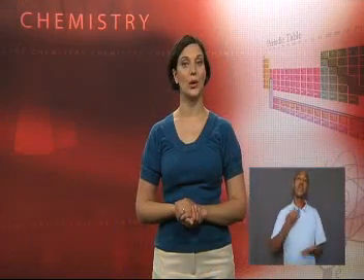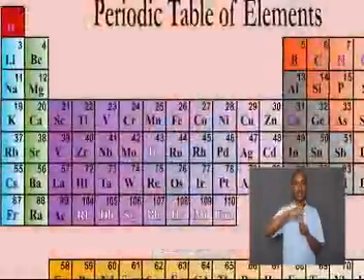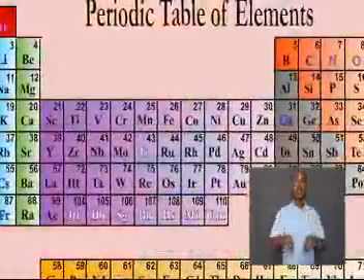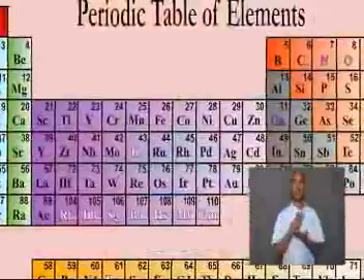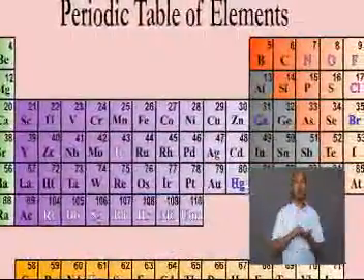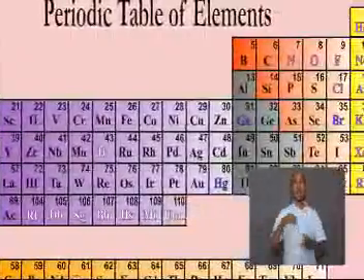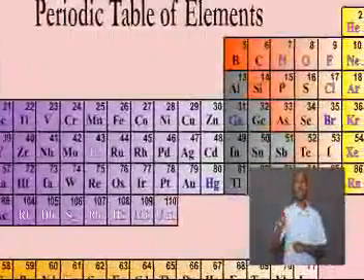We also learned that as we move down any group on the periodic table, the metallic character of elements increases. In today's lesson, we will explain the general trends of nuclear charge and atomic radius of elements across a period of the periodic table.